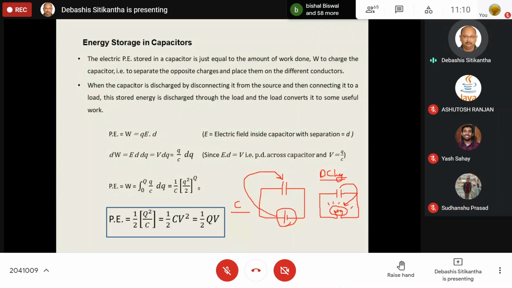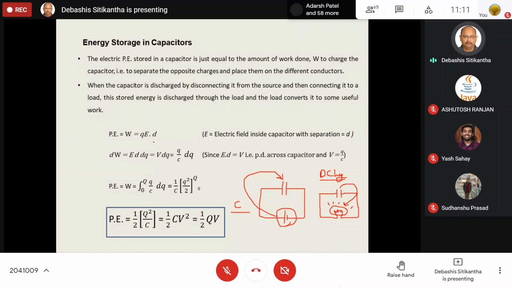Now let us mathematically find out the expression for the energy that is stored inside the capacitor after it has got charged. As I was telling you, the work done is equal to potential energy. Now potential energy, you all know, is equal to force into distance, because work done is equal to force into distance. So what is the force in case of this electric field and a charge? It is nothing but QE. And what is d? d is the displacement, or the distance between the two conductors of the capacitor.